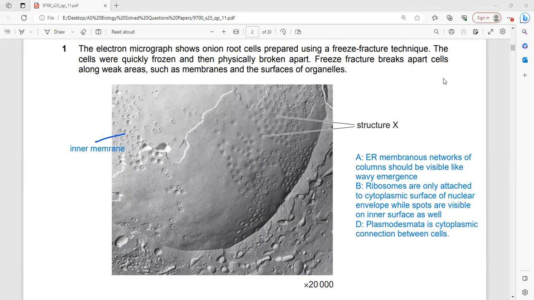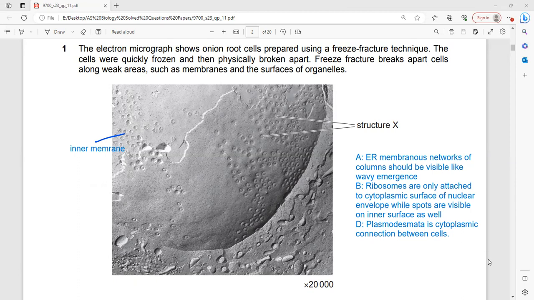The electron micrograph shows an onion root cell prepared using the freeze fracture technique. In this technique, we first freeze the cell or tissue, and then separate the different cells from each other. During this separation process, different parts of the cell get damaged. So we need to identify from this diagram which organelle is represented in structure X, or which part of the cell is visible in structure X.